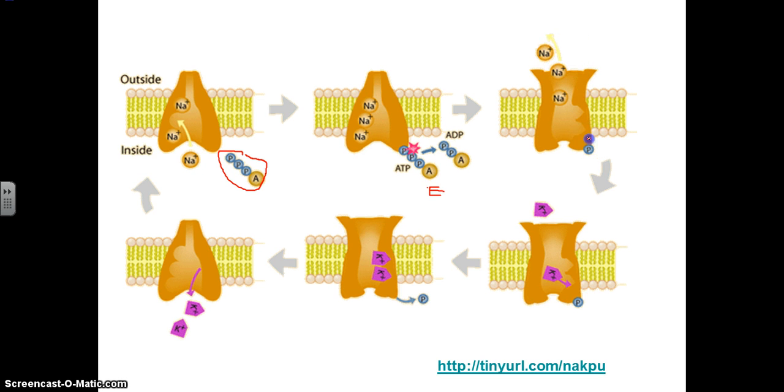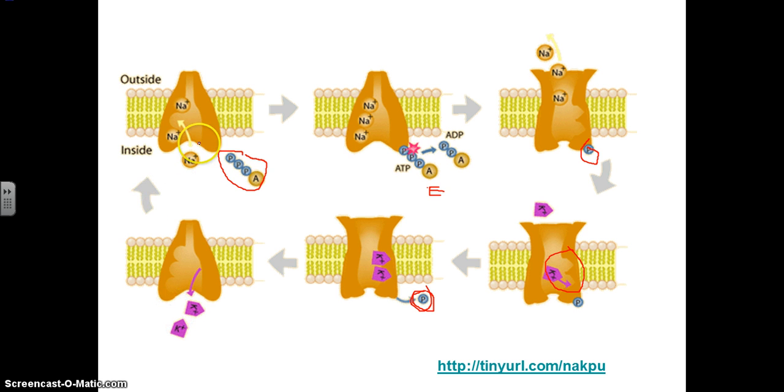Notice that we still have this phosphate group here. Now the potassium, which is low outside the cell and high inside the cell, goes into the protein, and it has a binding site right here for the potassium. Then this phosphate group leaves, causing a conformational change in the protein. That conformational change, or induced fit change, causes the potassium to get released inside of the cell, and this cycle continues.